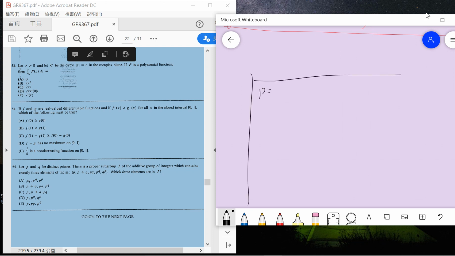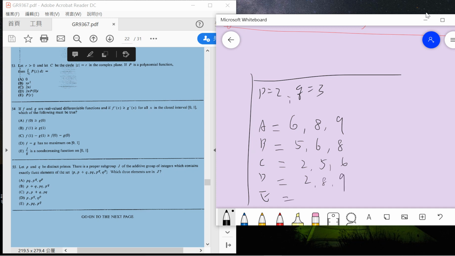So for example, if P is 2 and Q is 3, then we can check which one is possible and get an answer. So A has 6, P to the Q is 8, Q to the P is 9, and B is 5, 6, and 8. C is 2, 5, 6. D is 2, 8, 9. E is 2, 6, 8.